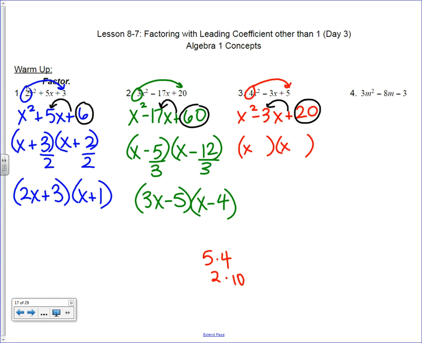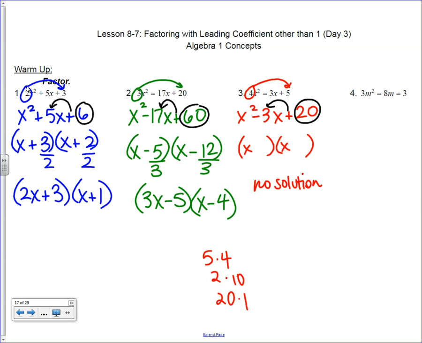There's only one more set of factors. Do those add to 3? Are there any other factors of 20? This thing has no solution. Nothing will work.